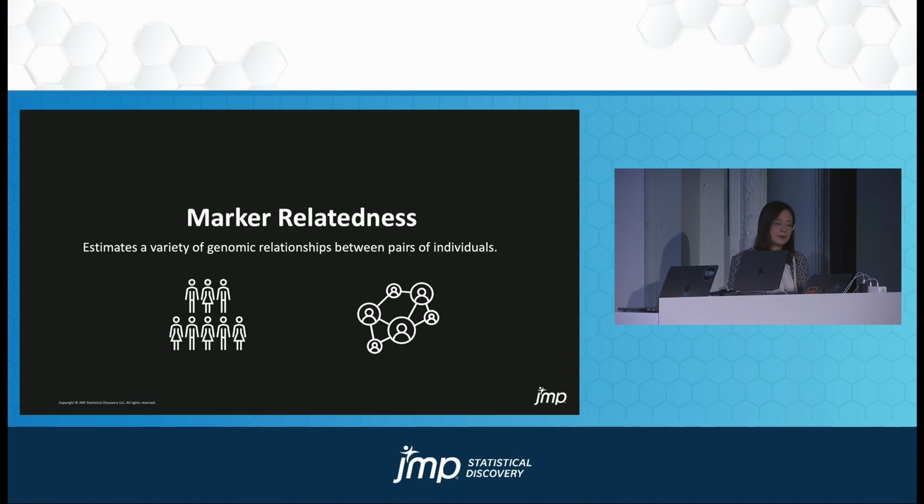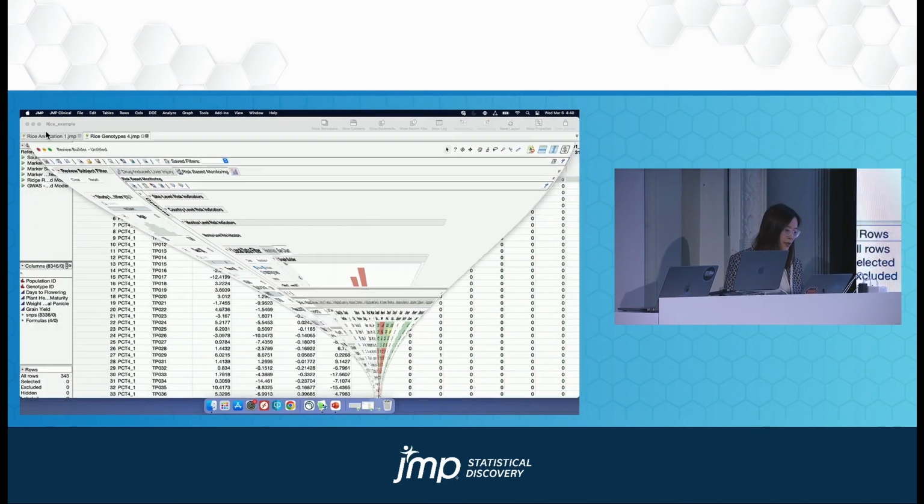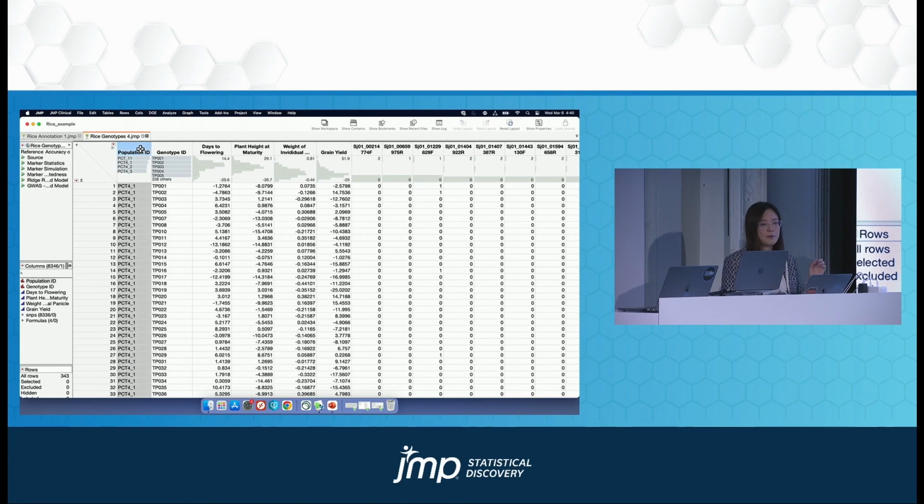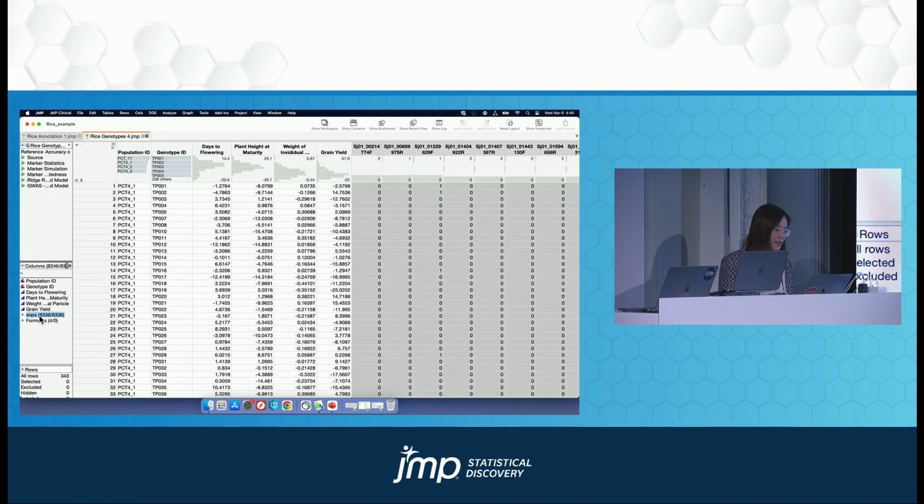The marker relatedness platform estimates a variety of genomic relationships between pairs of individuals. Let's look at a practical example involving rice genotypes. Imagine we're investigating the relationship between different rice populations and the resulting grain yield. We also have genotype information, such as the SNP columns. We know that some samples can be related genetically, especially when the sample size is large. So it's crucial to recognize this potential relationship structure within the data, so later we can fit more advanced statistical models and adjust for these genomic relationships.